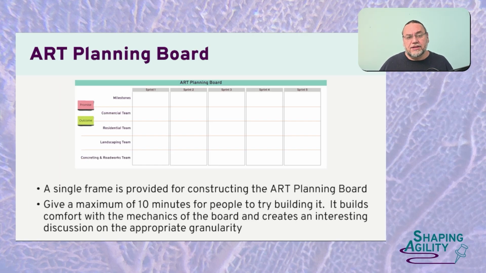The second extension is the art planning board. There is a template provided if you're playing virtually. If you're playing physically, you will need to create some kind of visual on a wall or window. Again, it's a pretty straightforward exercise. Give teams about 10 minutes to try building it. It gives them comfort with the mechanics of the board, and creates an interesting discussion on the appropriate granularity of promises or dependency cards, and what kinds of things should show up as outcomes.